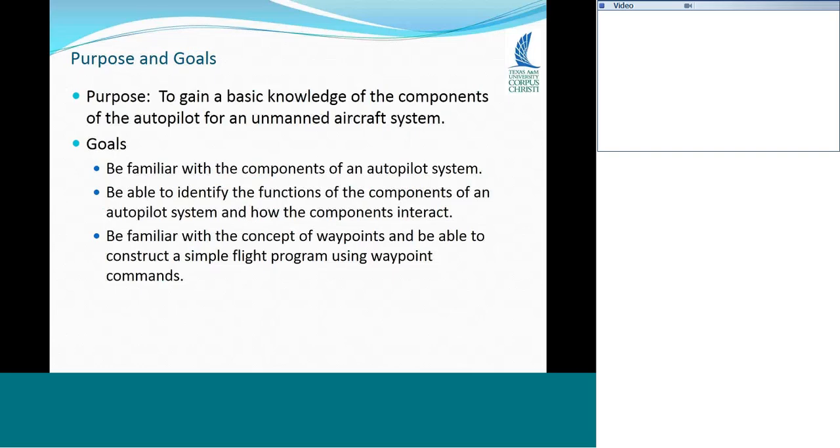The purpose of this particular lecture is to gain a basic knowledge of the components of the autopilot for an unmanned aircraft system. So we want to see what goes into an autopilot. We've already talked about sensors and all that kind of stuff, but we're going to see everything that goes into an autopilot. We're going to look at the functions of each of the components and how they interact. And then we're going to look at this idea of waypoints and see how they can be used to basically write a program to conduct a mission. Okay, and so we'll look at that.